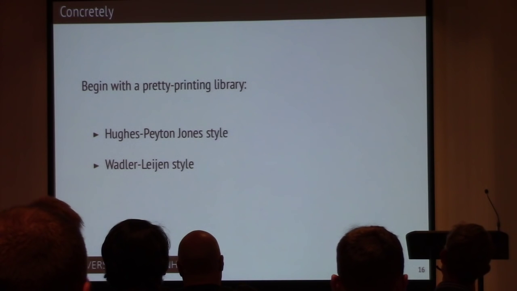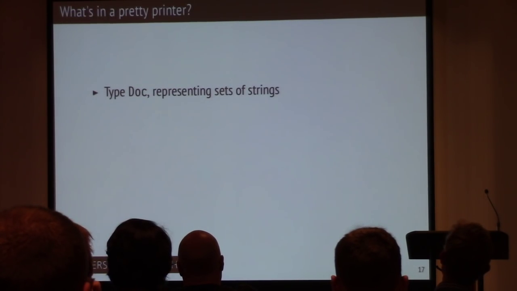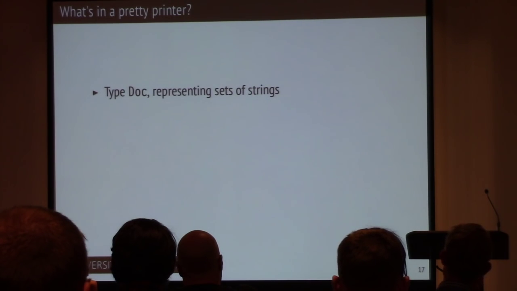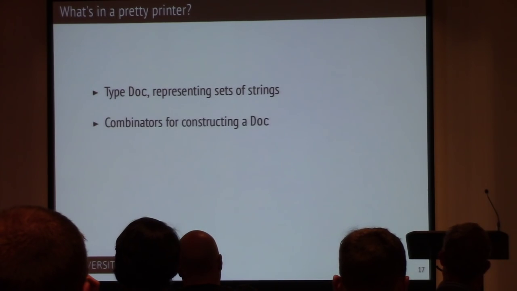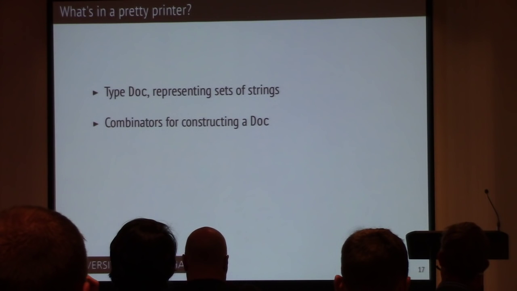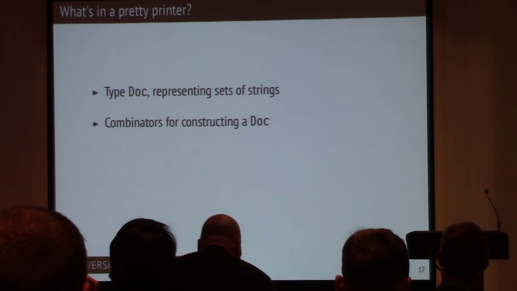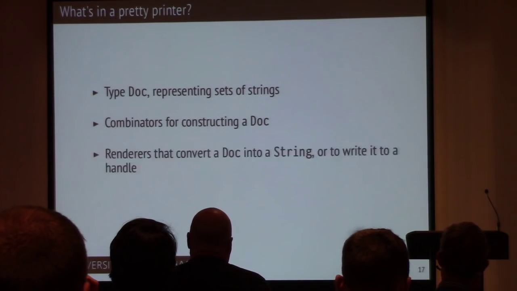I think concretely the things that we actually need in a pretty printer library for this recipe to apply are a type Doc, or document, which is representing a set of strings to be determined by the actual context in which they are rendered, or specifically the width at which they are rendered. Some combinators for constructing a Doc, so we can make docs out of string snippets and stick them next to each other. In some of these APIs, we can stick them on top of each other.